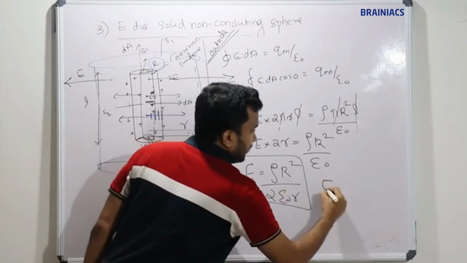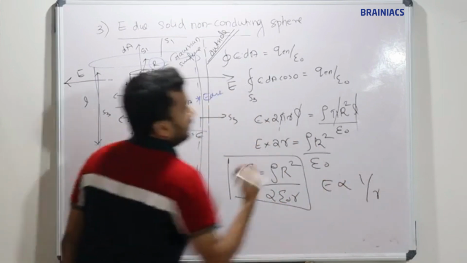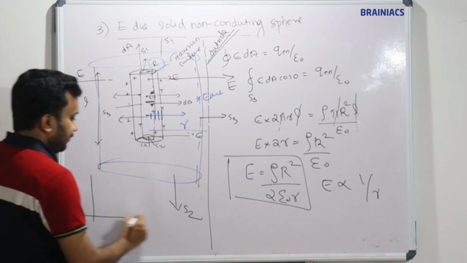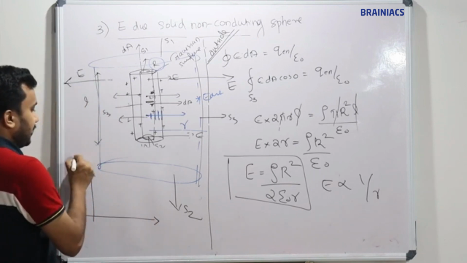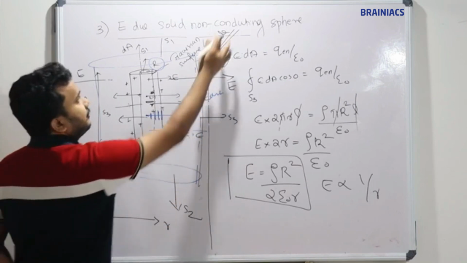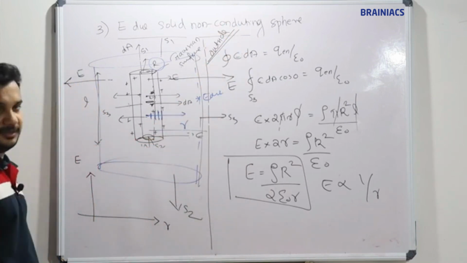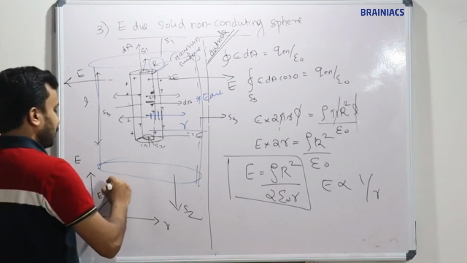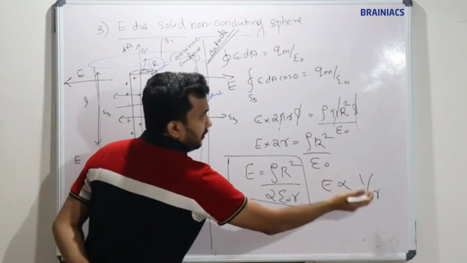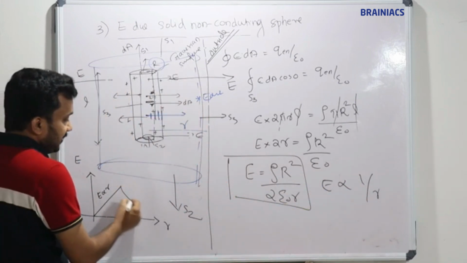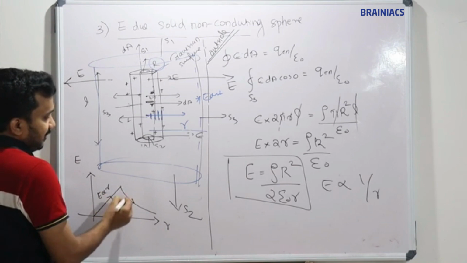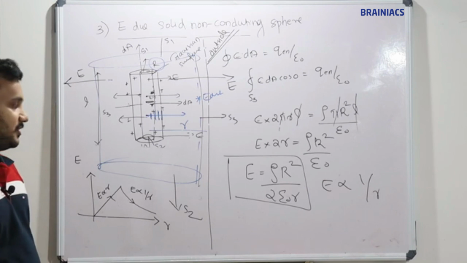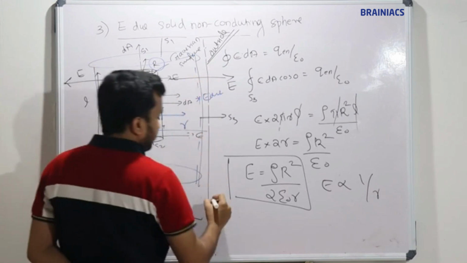Here what is the relation? E is proportional to 1 by r. Electric field at the outside decreases. If you are plotting a graph of electric field with respect to r for a solid non-conducting sphere, what will happen? Electric field intensity at inside point, E is proportional to r, increasing. At outside point, it is in inverse proportion, which means it is reducing. It's going like this, it's coming like this. So E is proportional to 1 by r. This is the graphical representation of this one. This is outside.